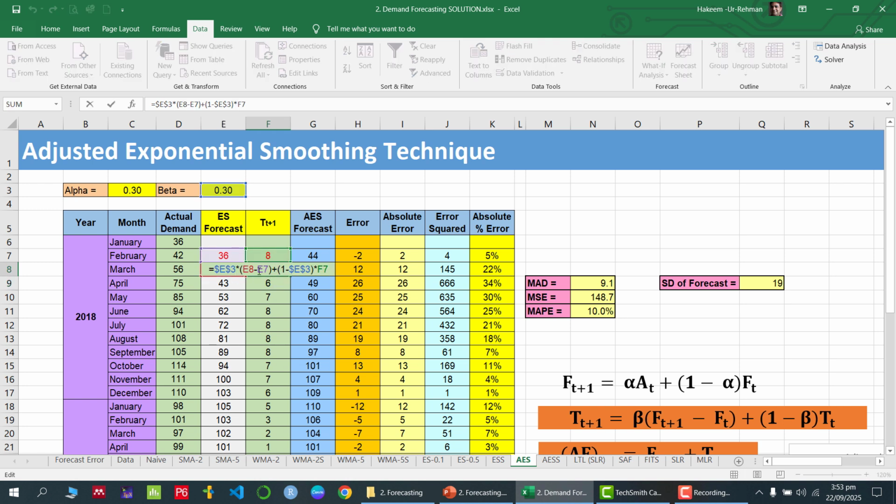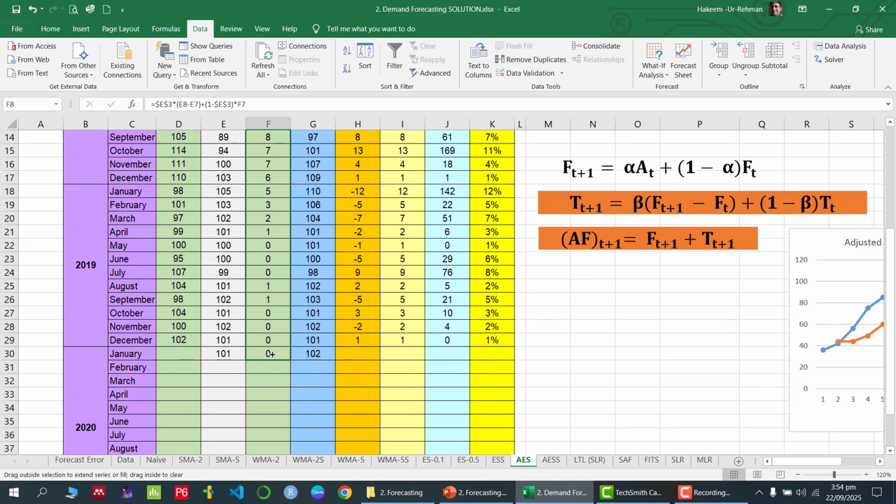Okay, and minus last time period forecast, which is 36, plus 1 minus 0.3, which is 0.7, multiplied by the last time period trend component, which is 8 in this case. Okay, so if we drag and drop up to one period ahead, we are going to get this value as well.